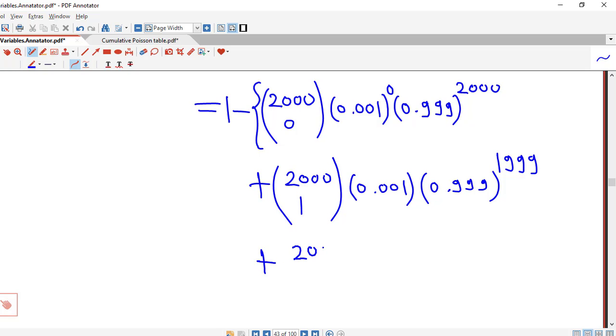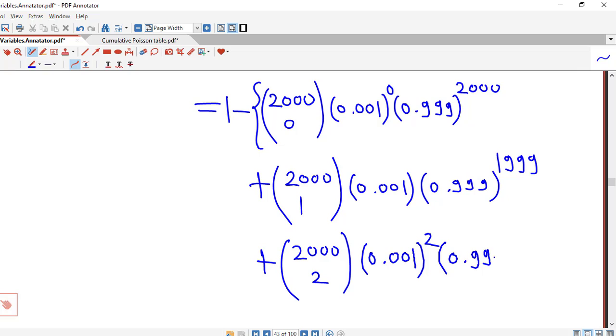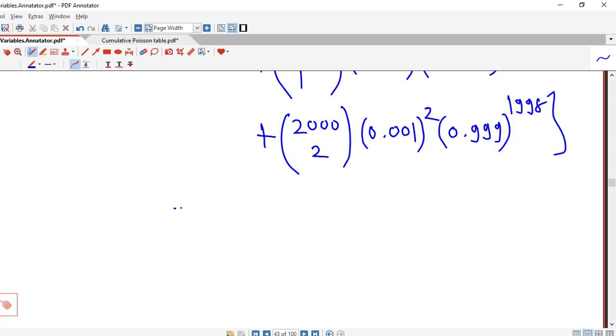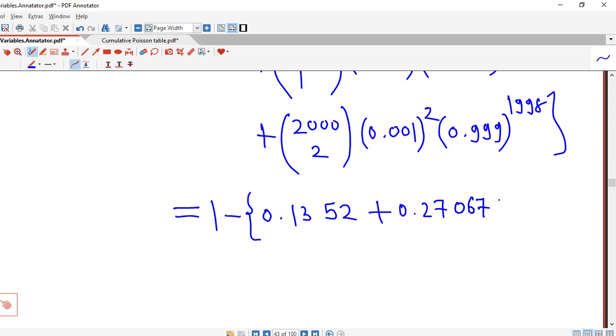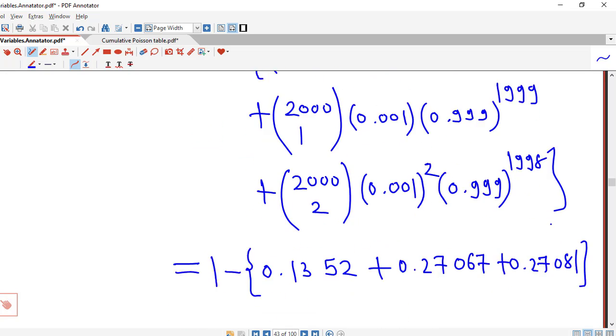Similarly for small x equal to 2 we have 2000C2, 0.001 raised to 2 and 0.999 raised to 2000 minus 2, that is 1998. So using a scientific calculator you can check that these values are 0.1352 plus 0.27067 plus 0.27081. Okay, I have calculated using a scientific calculator.